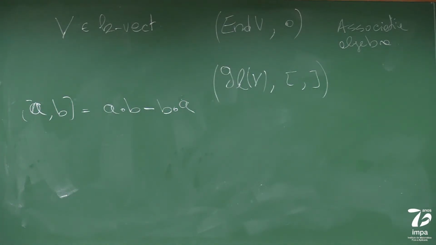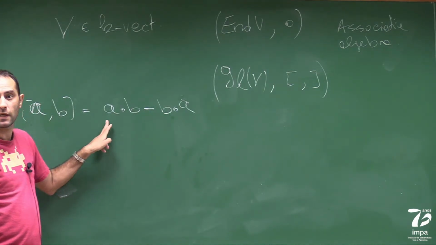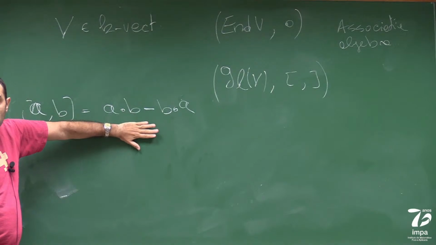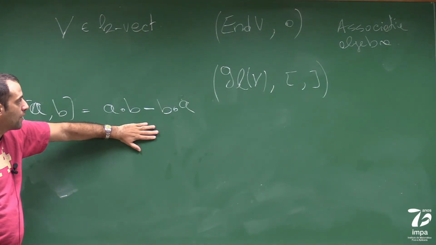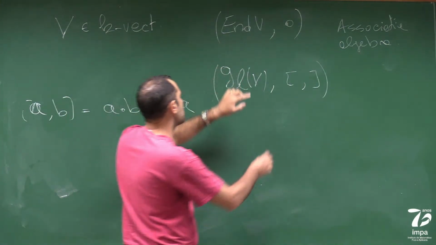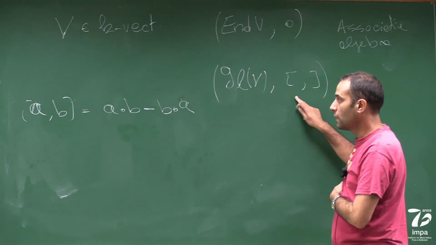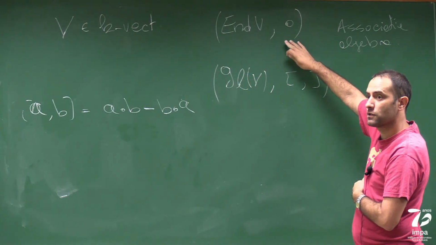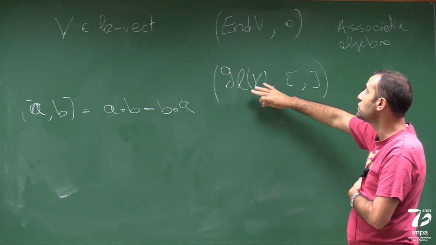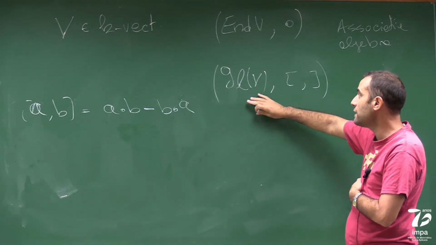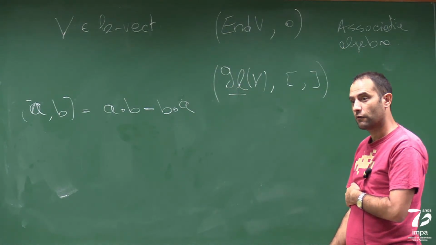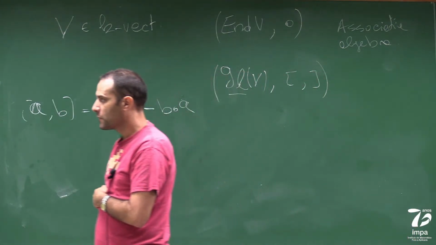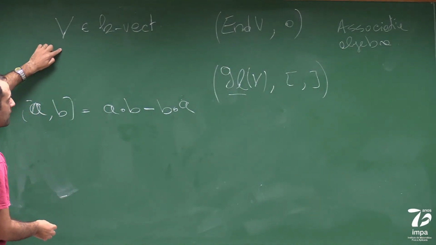This is no longer associative. This doesn't satisfy associativity, but it does satisfy the Jacobi condition. And it's on the nose skew symmetric. If I change A and B, this guy is minus that. So this is now explicitly a Lie algebra. So same vector space with a different multiplication. And now I can forget that I had a multiplication. I only remember the bracket. So this is the general linear Lie algebra. That's why the GL of V. Okay? So now, whenever I have a vector space, I have this.